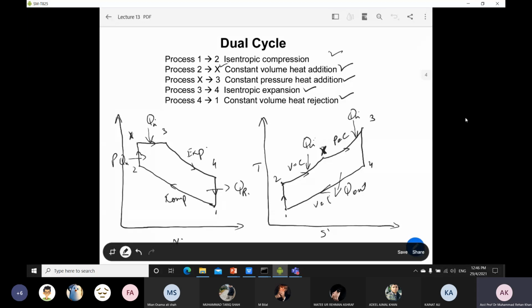Okay, so point X is any point, you can abbreviate with anything. For example, I can say it will be A, B.